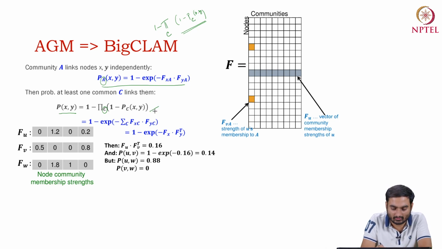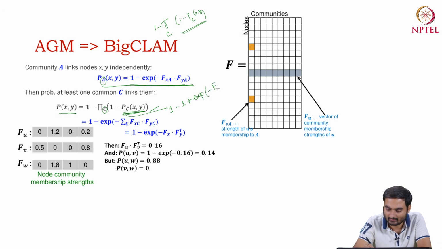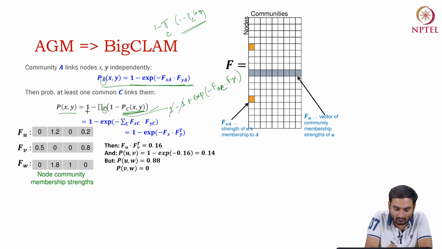Right. And then we replace PC by this one. If we replace PC by this one, then this will be 1 minus, 1 plus exponential of minus F xa, in this case F xc, times F yc. Okay. This will cancel out. So we will have 1 minus exponential of this one.